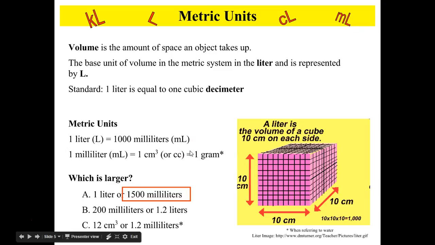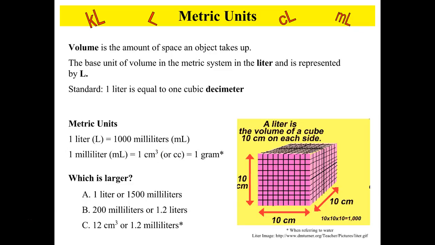The metric units. Remember that the term milli stands for 1,000. So 1 liter equals 1,000 milliliters. Notice here it's lowercase m, capital L. Make sure you abbreviate correctly. 1 milliliter is also equal to 1 centimeter cubed, or cubic centimeter, cc's.